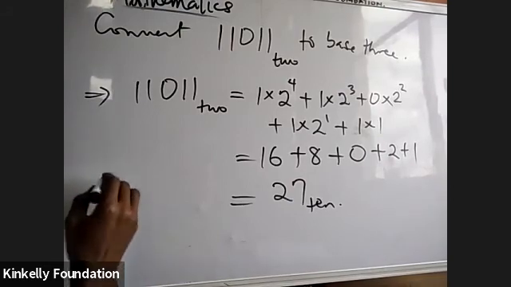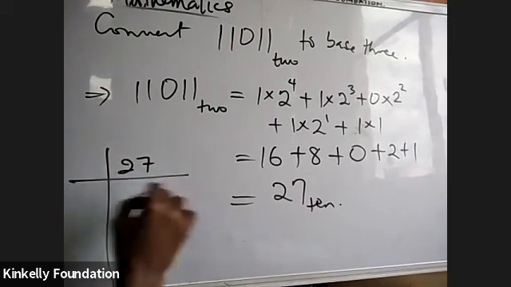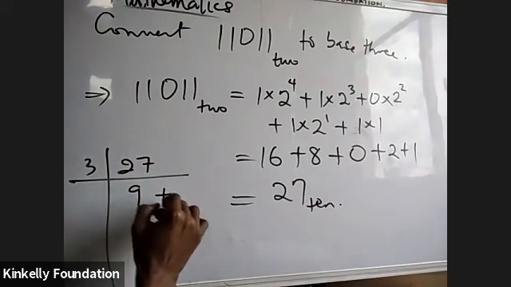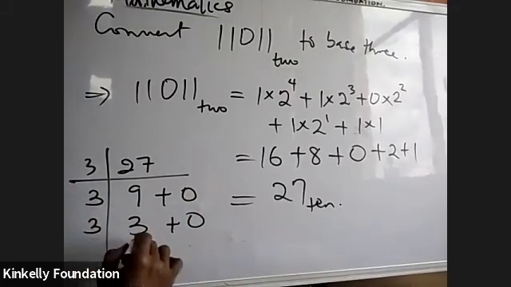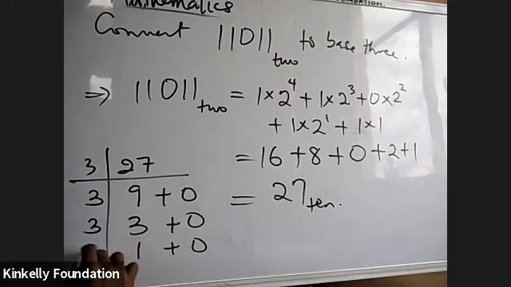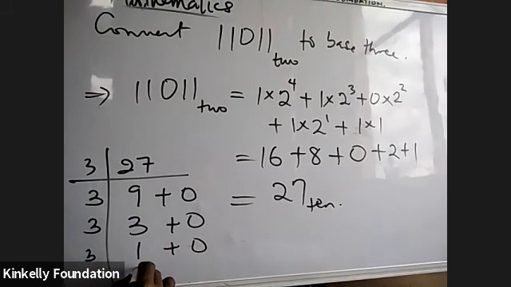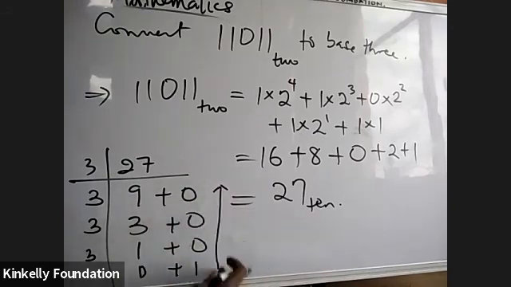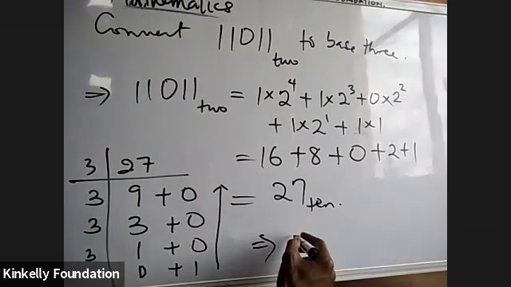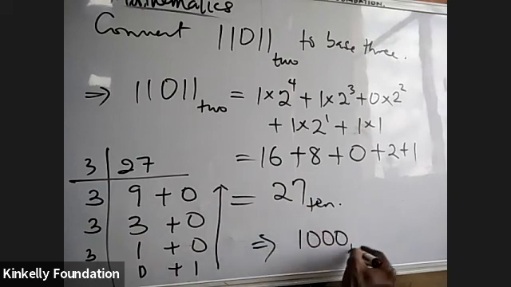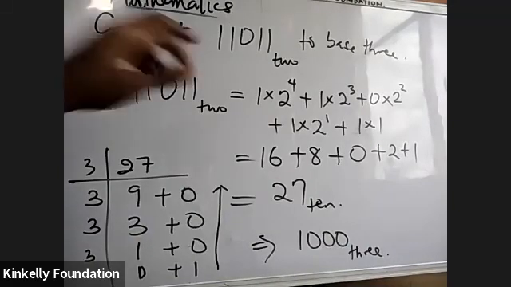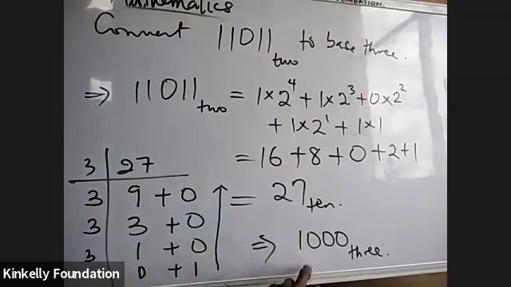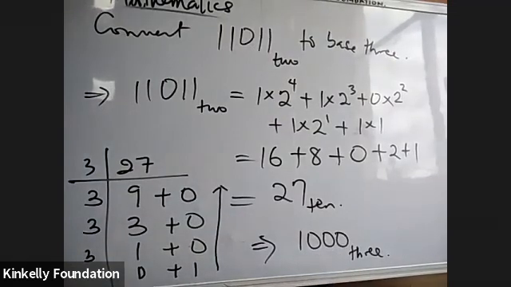So we have 27 divided by 3, you have 9, remaining 0. 3 divided into 9, you have 3, remaining 0. 3 divided into 3, you have 1, remaining 0. 3 divided into 1, you have 0, remaining 1. So you count from down to up. We have 1, 0, 0, 0 base 3. So we now conclude that 11011 base 2 is the same thing as 1000 base 3.